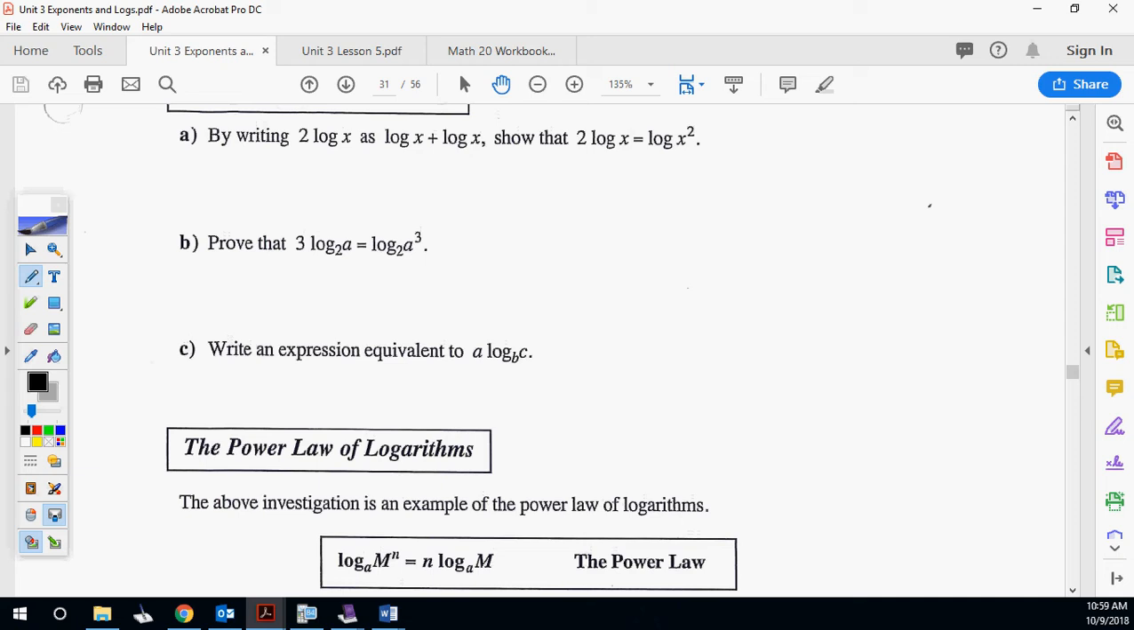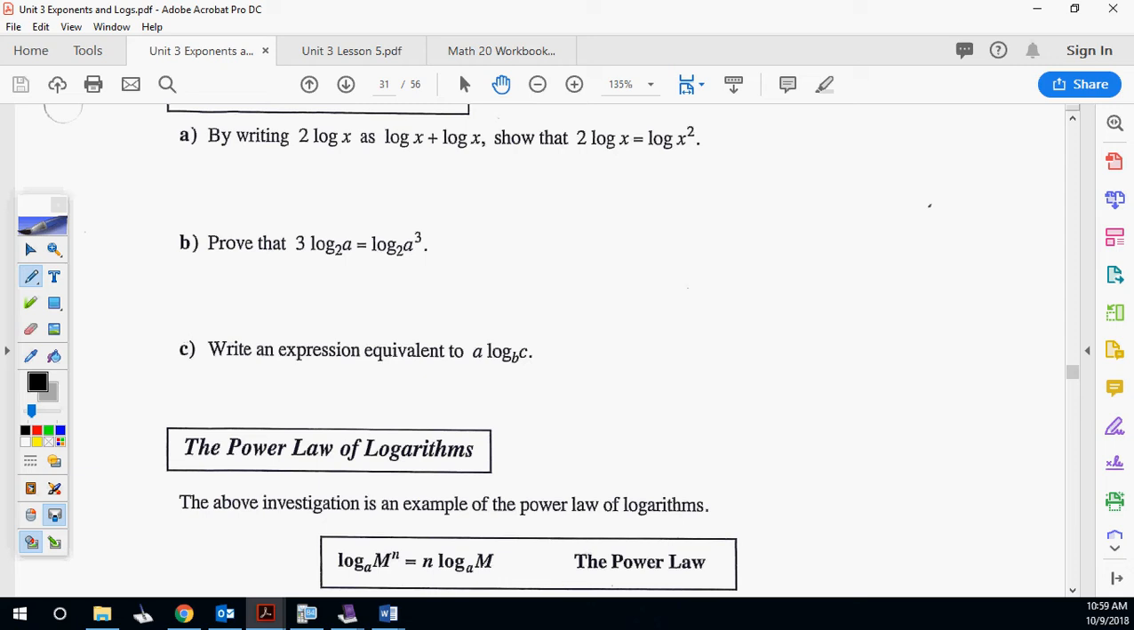Investigating the power law. So by writing 2 log x as log x plus log x, show that 2 log x equals log x squared. So this is the power law. You've kind of seen this quite a bit. And this one's really helpful when those 3's are in the way, or you have an exponent in your logs that you can kind of move them to make things not have exponents where you don't want them.